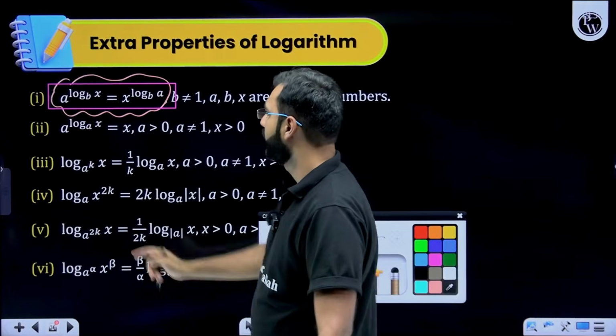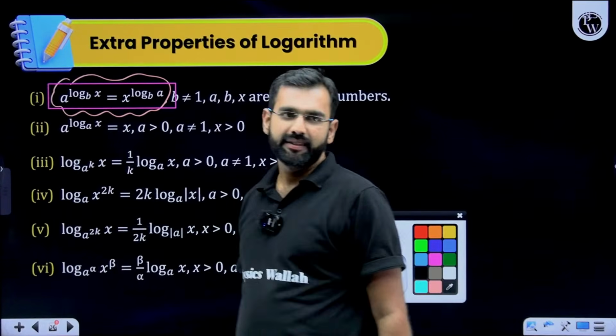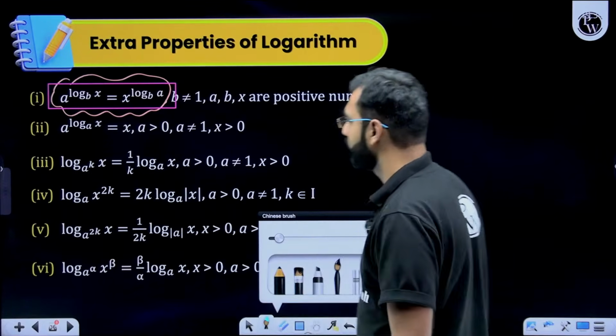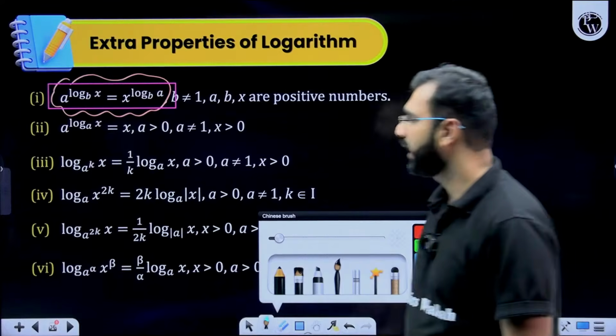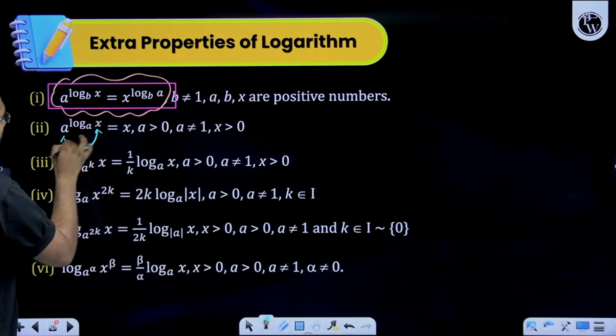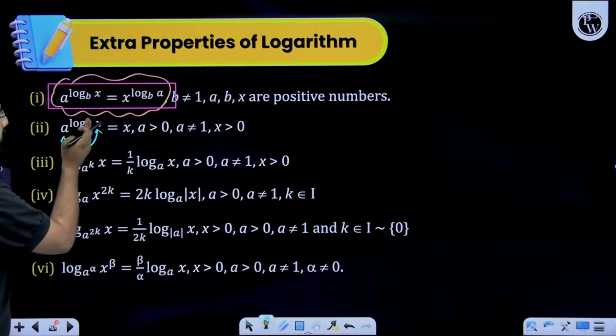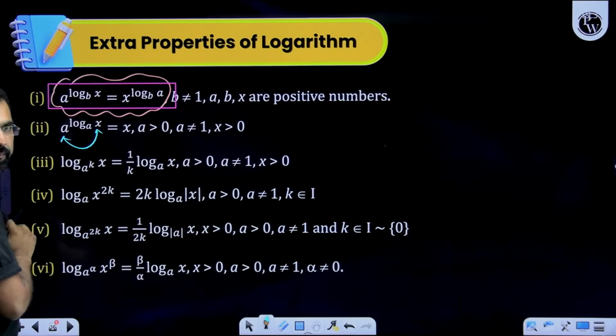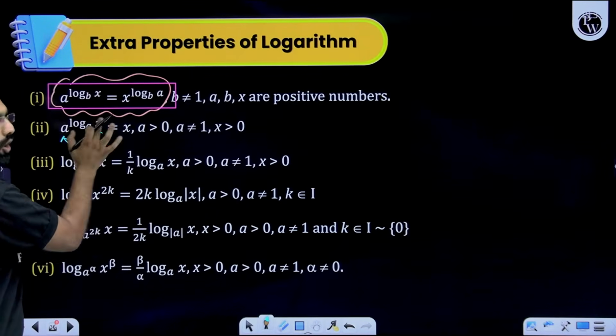This one: a to the power log x base a. That's good, 100. That's good. a to the power log x base a, what would that be? I hope you are clearly noticing that this a and x can be swapped. With that, it will be x to the power log a base a.